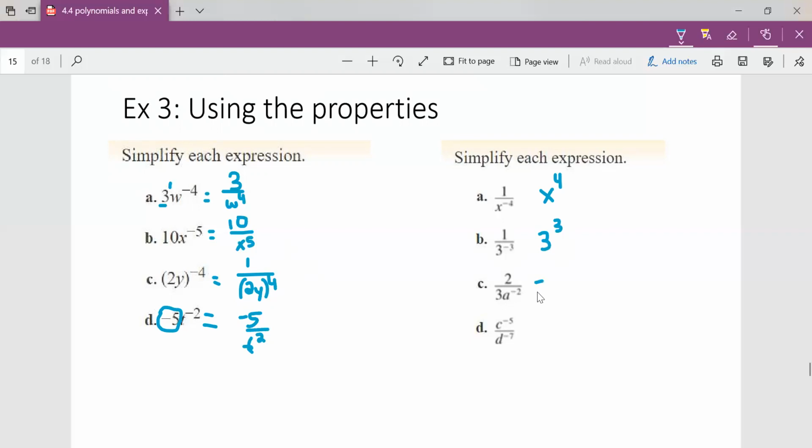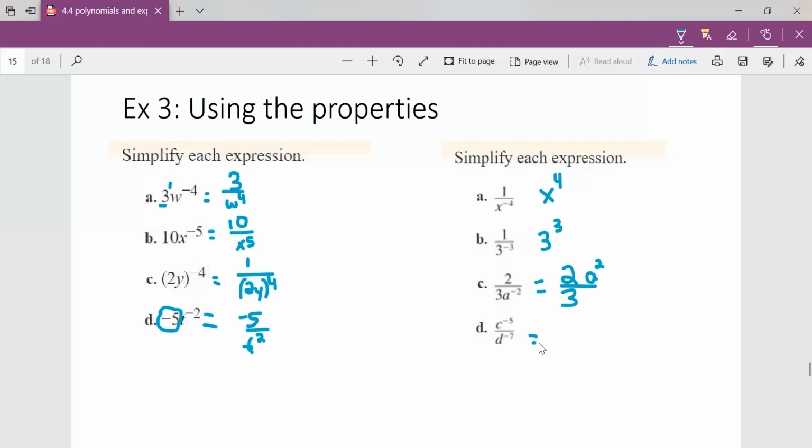Okay, now, here, this 2 does not have an exponent. That 2 has to stay on the top. It's not changing. See this 3? It's also a positive exponent. There's no exponent with that 3. The only thing the exponent's attached to is the a. So that 3 also has to stay. But this a to the negative 2 is going to come up top because it has a negative exponent.